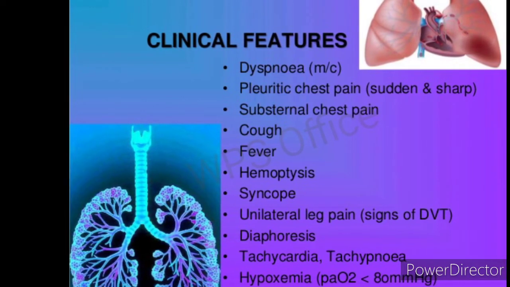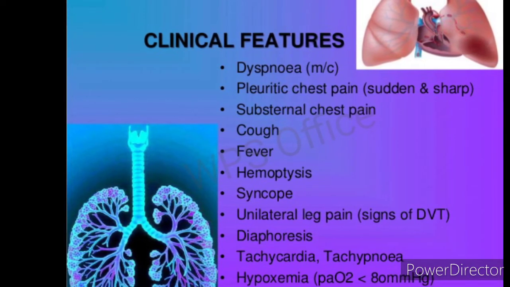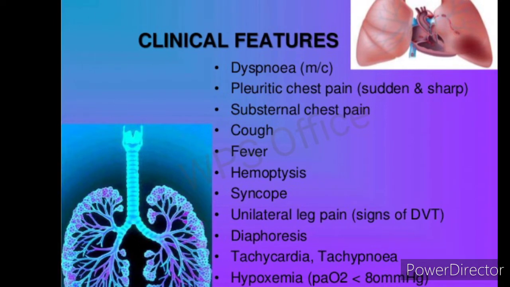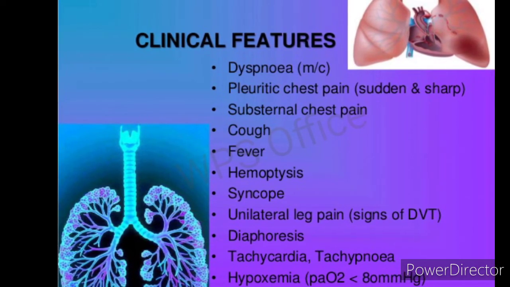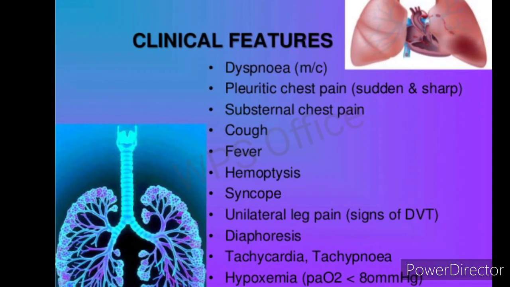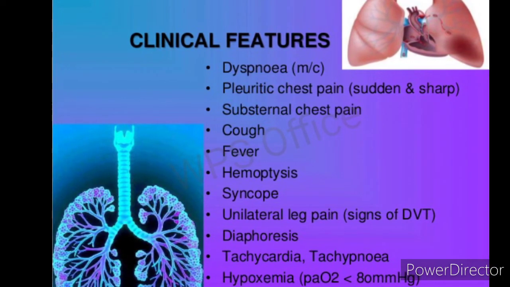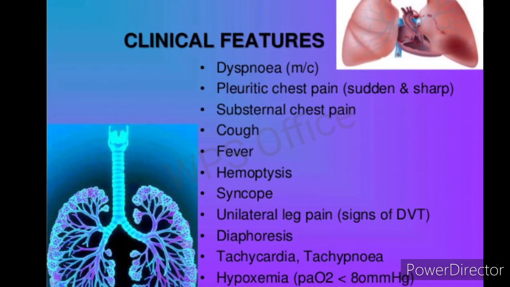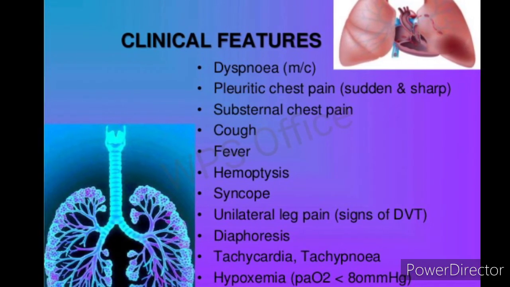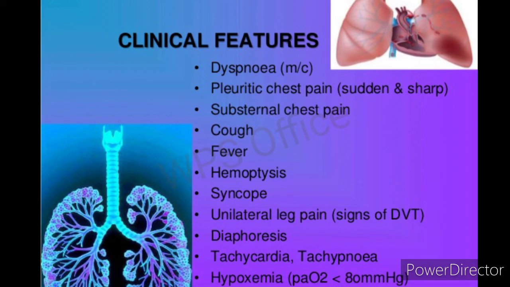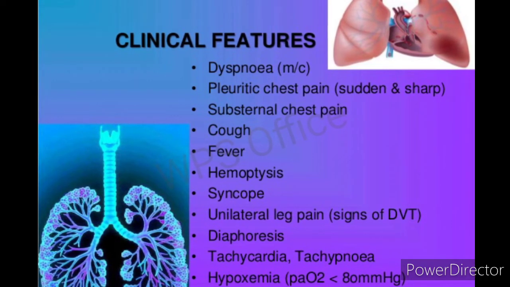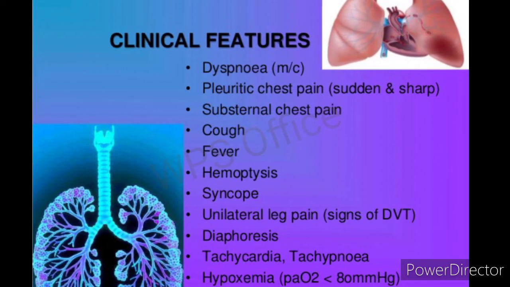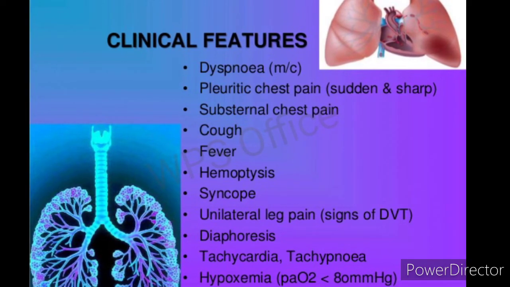In the clinical features, there will be dyspnea, which may be continuous, mild, then pleuritic chest pain. This is a sudden sharp chest pain which is felt in our chest while inhaling and exhaling, while we do the respiration. Then substernal chest pain will be there below the sternum. Then cough will be there, fever, hemoptysis, syncope, that means sudden loss of consciousness, then unilateral leg pain. Unilateral means from one side only.